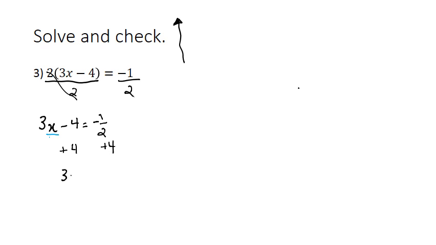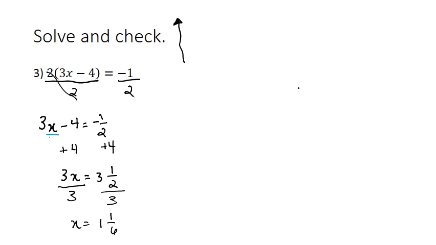So then I have that 3x is equal to negative a half plus 4. Well, I know that negative a half plus 4 is 3.5. So that means that 3x is equal to 3.5. So now I need to divide both sides by 3. And I'll get that x is equal to 1 and 1/6.